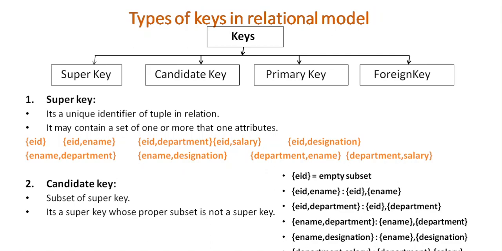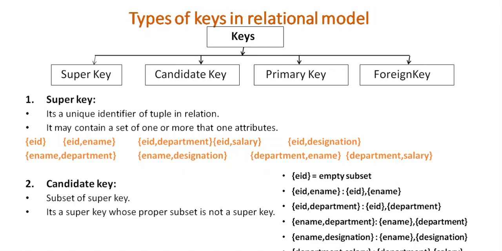Now if you take the subsets of employee ID and employee name, then we have two subsets, employee ID and employee name. These two are different subsets. When you look at these subsets, employee name is not a super key, but employee ID is a super key. So employee ID and employee name cannot be a candidate key.